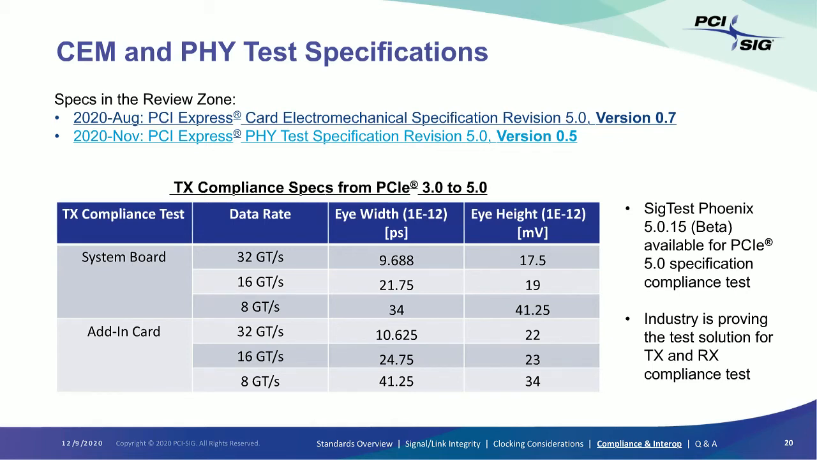There are some tools available, such as SigTest Phoenix. The beta version 5.0.15 is available, which has the 5.0 specification compliance test. And vendors for BERTs and scopes are finalizing the test suites to help implement those test specs.